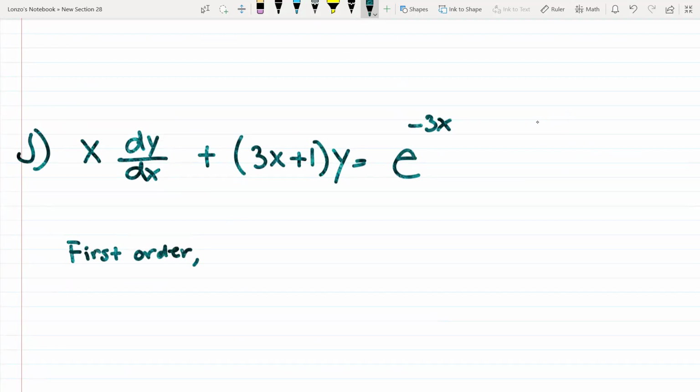This has a coefficient of x, and as long as it doesn't have a y, it's fine. This one is fine because this is y to the power of 1, and if you look at the coefficient, 3x plus 1, as long as it doesn't have a y, it's fine. And then this is also fine. Why is this fine? Because this is constant. So this makes it linear.